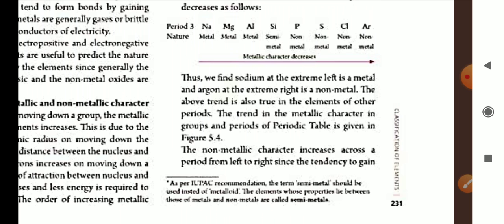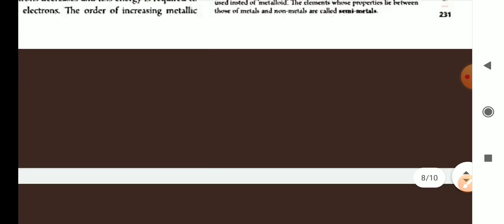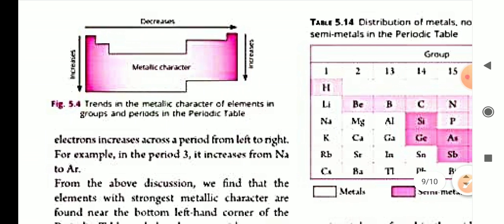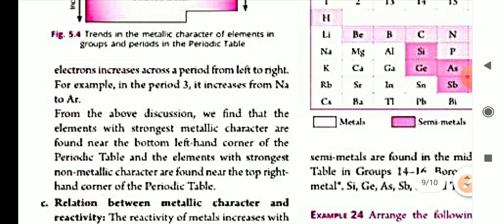The trend in the metallic character in groups and periods of the periodic table is given in figure 5.4. The non-metallic character increases across a period from left to right, since the tendency to gain electrons also increases across a period from left to right. For example, in period 3, it increases from sodium to argon. From the above descriptions, we find that the elements with the strongest metallic character are found near the bottom left-hand corner of the periodic table, and the elements with the strongest non-metallic character are found near the top right-hand corner of the periodic table.